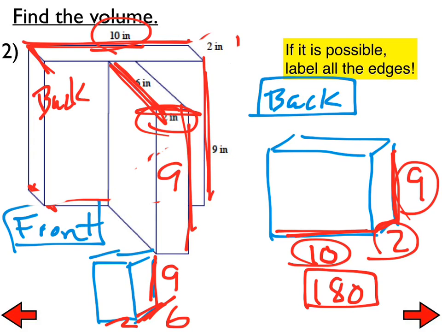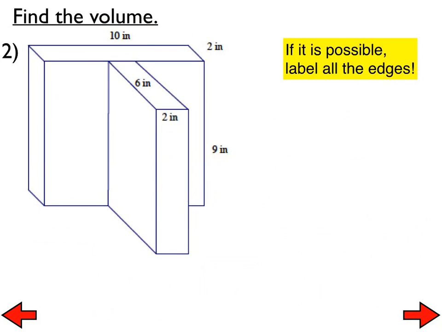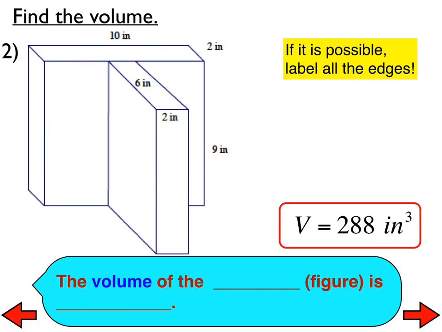So the volume of the front piece is 2 times 6, which is 12. And then 12 times 9 is 108. And so that means the volume of that entire piece is 288 inches cubed. Any questions about number 2? And if you didn't get that, you should fix it so that you understand. Okay? All right. Let's go to number 3.